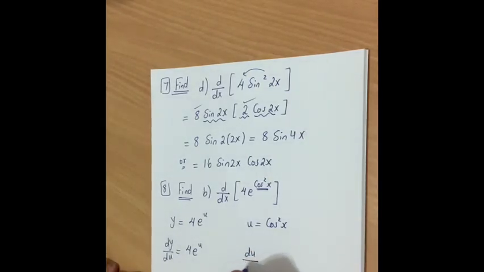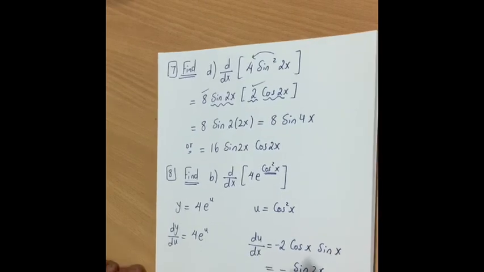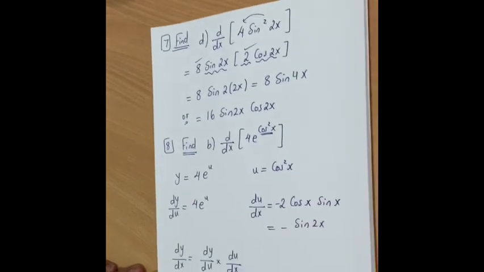And du by dx is: move the power, so 2 cosine power of 1, and the derivative of cosine is negative sine x. 2 cosine sine is the sine of the double angle, so negative sine of 2x. Then dy by dx is dy by du times du by dx. dy by du is 4e power of u, and du by dx is negative sine of 2x.